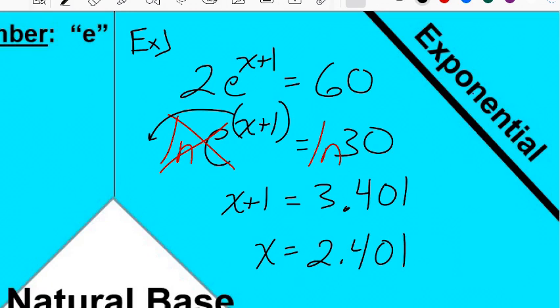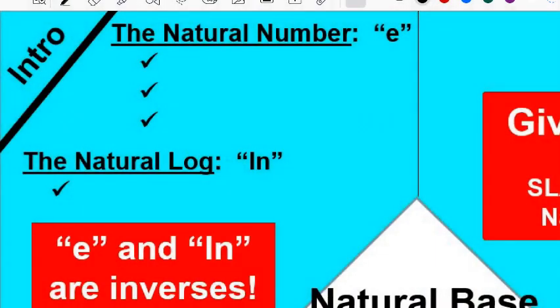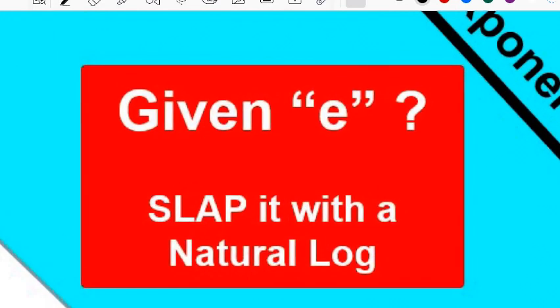If you have an e, then you use an ln. Literally, you slap both sides with a natural log, because e and ln are inverses.